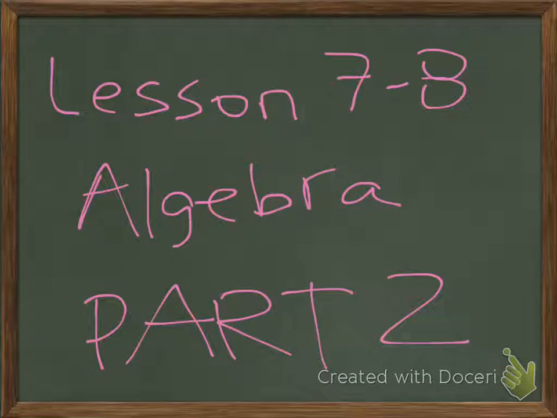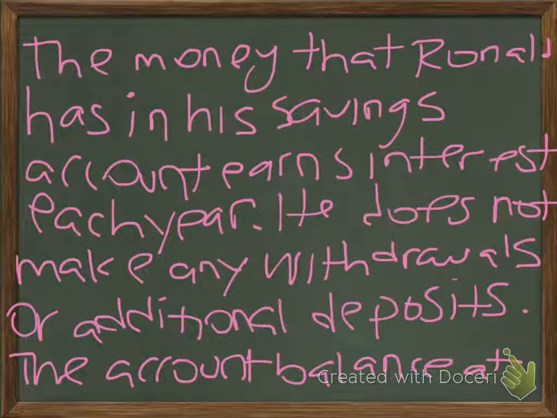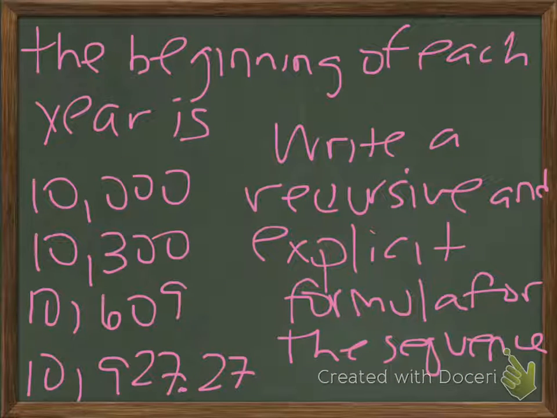So to continue with lesson 7-8, where I was cut off here, there's a word problem and there's a couple more examples that I wanted to look at. So the word problem, we're given a sequence, but it's talking about the money that Ronald has in his savings account, and it earns interest each year. He does not make any withdrawals, so he doesn't take any money out or additional deposits, so he doesn't put any more money in.